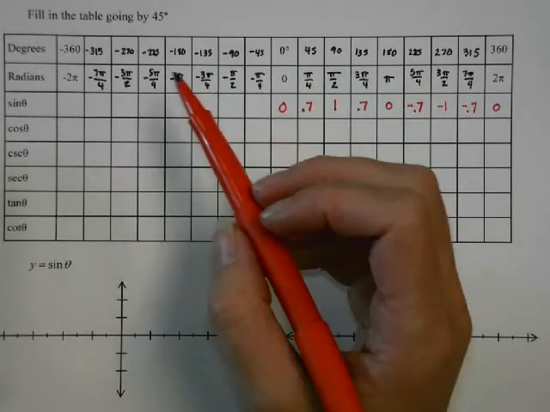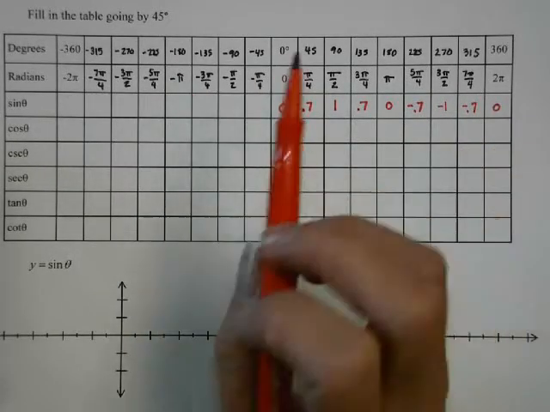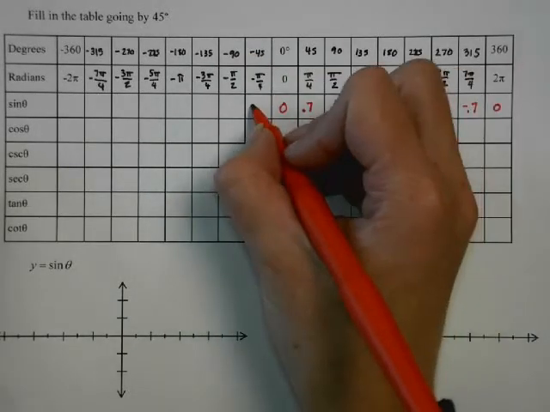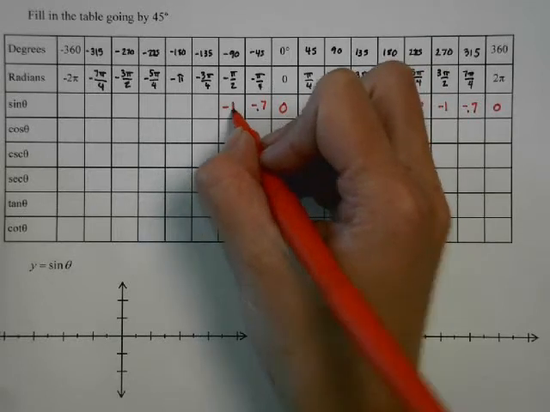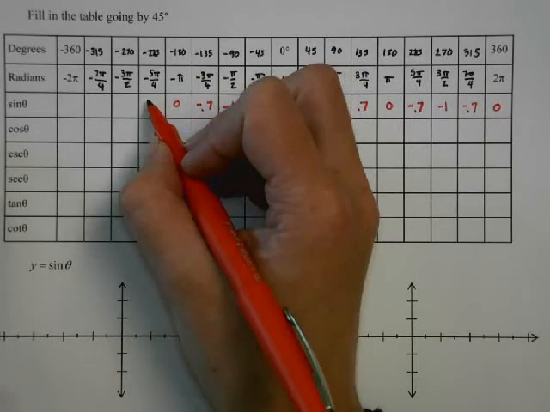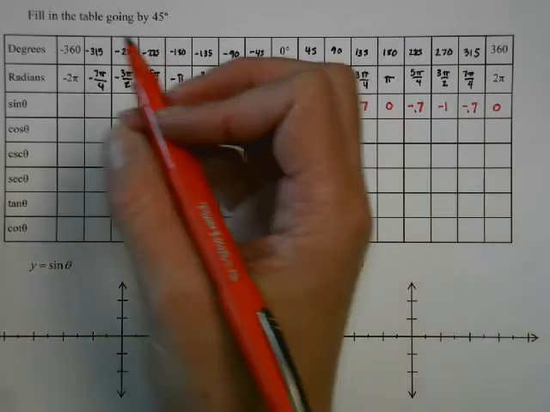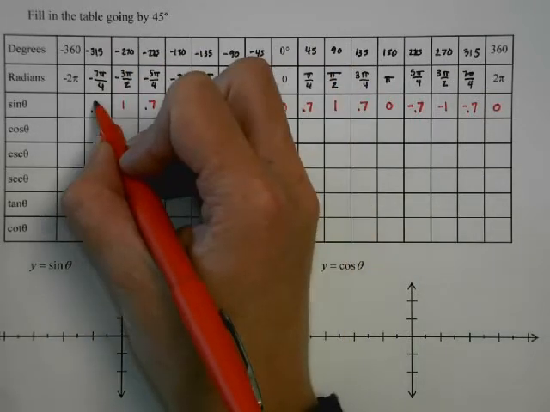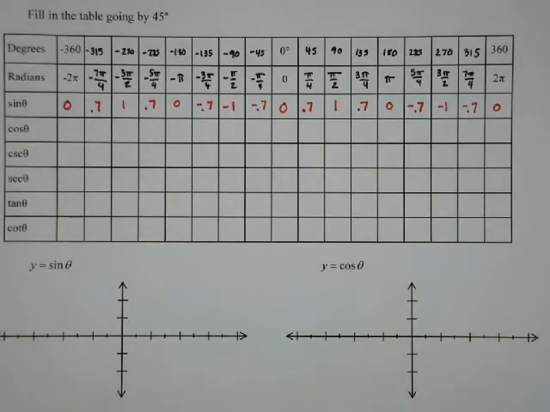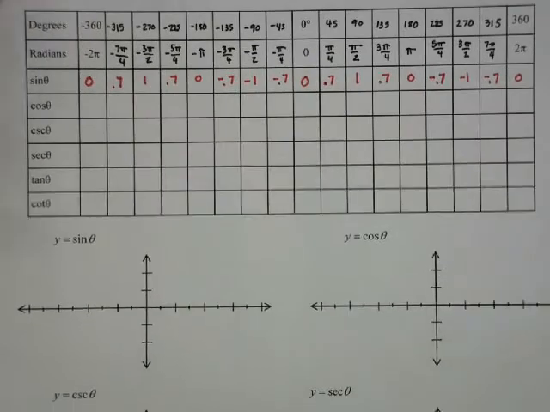To fill in these negative ones, we're just going to go around the unit circle going clockwise. So we'd go down, which is going to be negative 0.7, negative 1, negative 0.7, 0, positive 0.7, 1, positive 0.7, 0. All right, so I'm going to go ahead and graph sine.